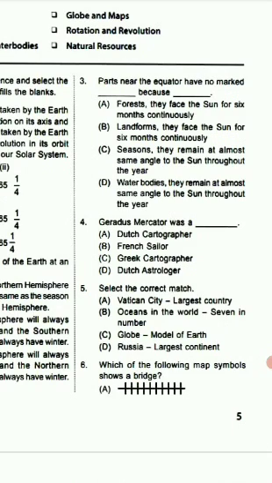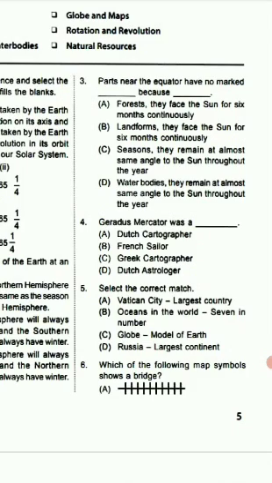Number 4. Gerardus Mercator was a dash. There are 4 options. It is A. Dutch cartographer. Gerardus Mercator was a Dutch cartographer credited for creating one of the first world maps in 1569.